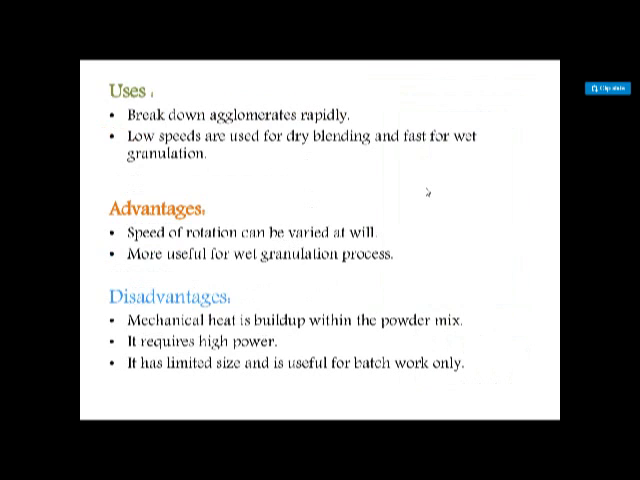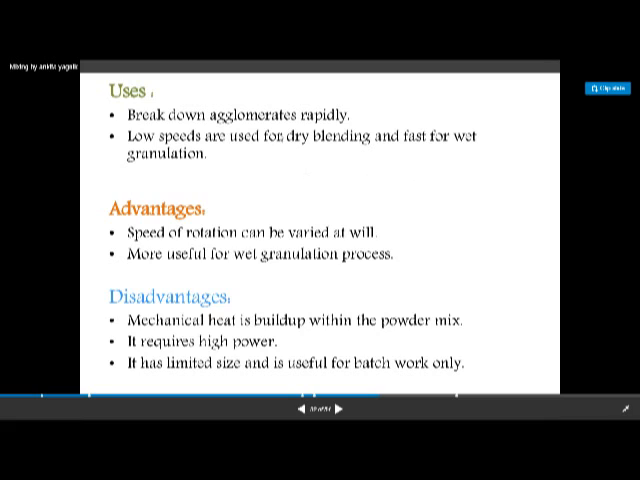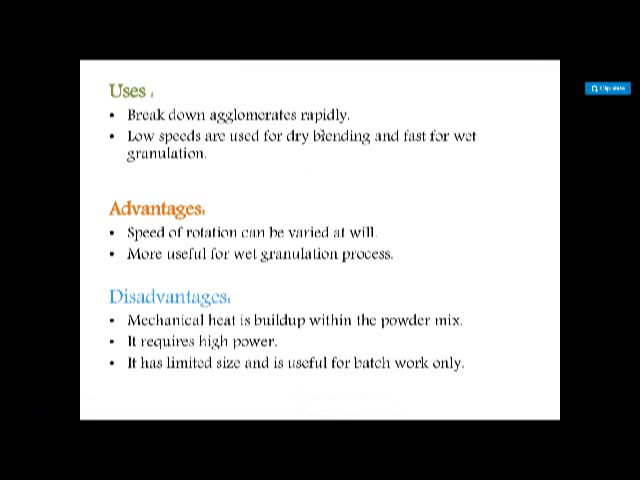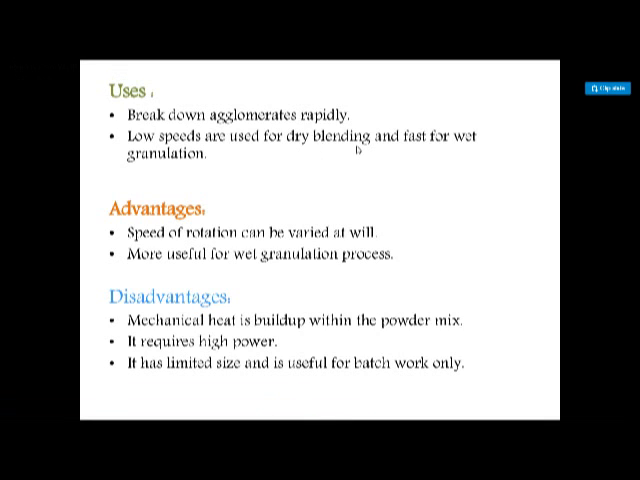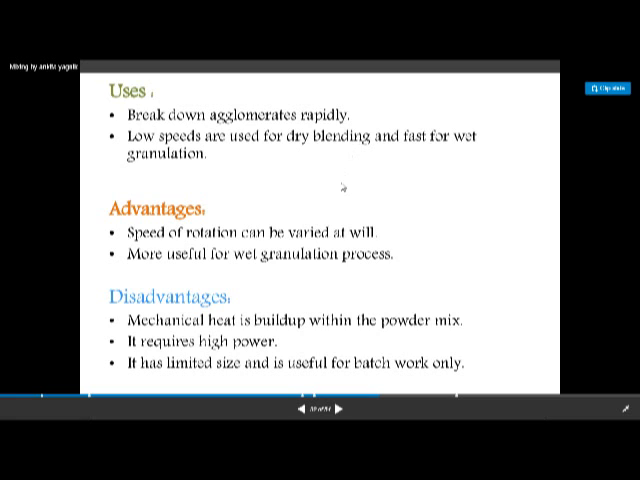Now we'll see the uses of this planetary mixer. It is used for the rapid breakdown of agglomerates. If agglomerates are there, to break them rapidly, this planetary mixer is used. Low speeds are used for dry blending. If you have dry blending, then it is done at low speeds, and fast speeds for wet granulation. Wet granulation is generally done in tablets, so for that we need the fast speed.